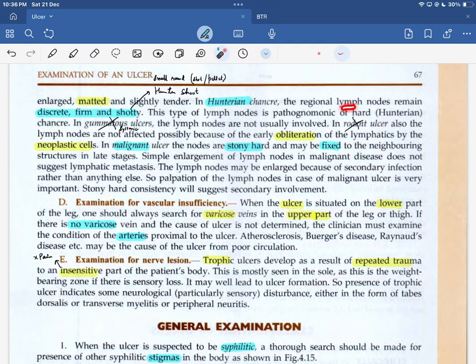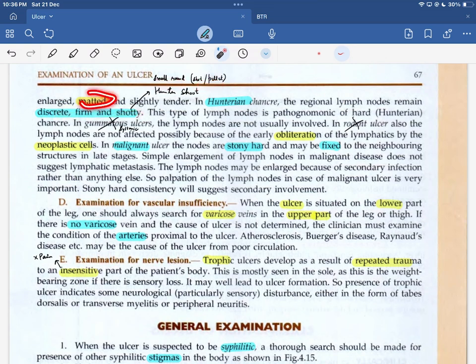The lymph nodes remain discrete, firm, and shotty. What is shotty exactly? You can learn it like that: hunters shoot, right? So what is shotty? Shot is literally like the pellet for bullets. They feel like that, small round bullets. So discrete, firm, and shotty.